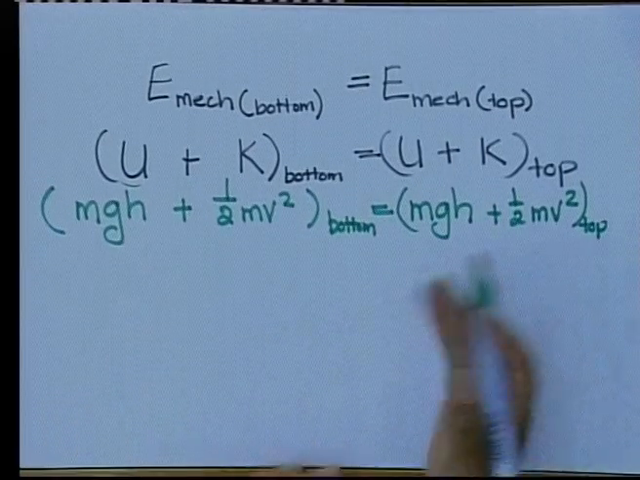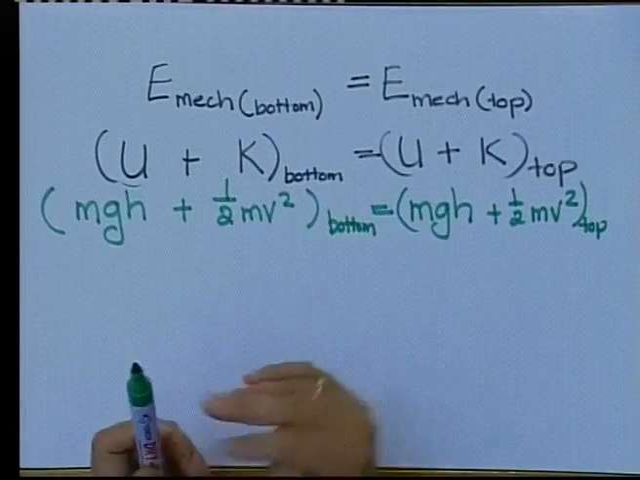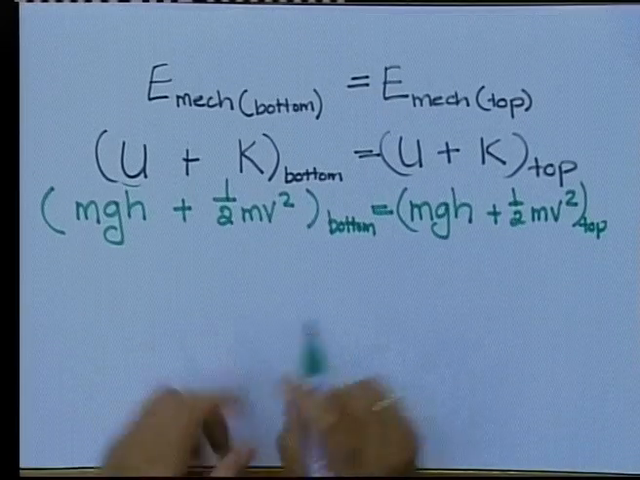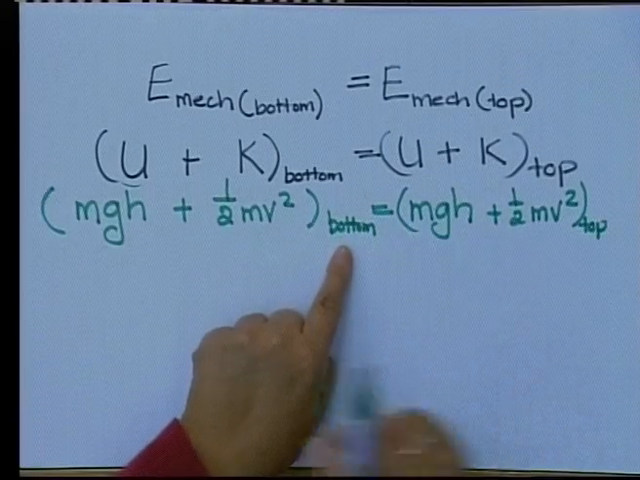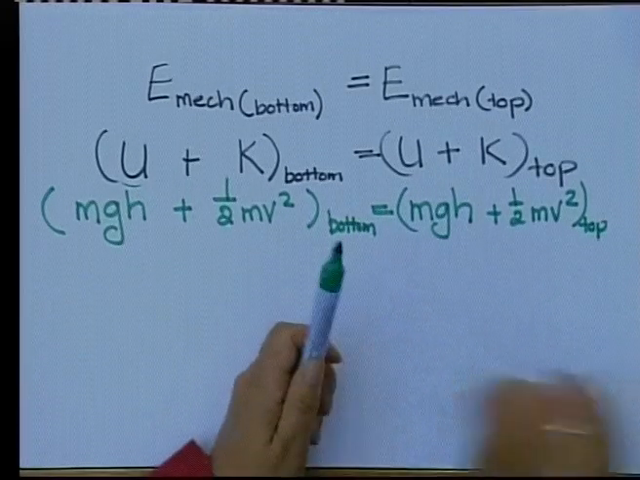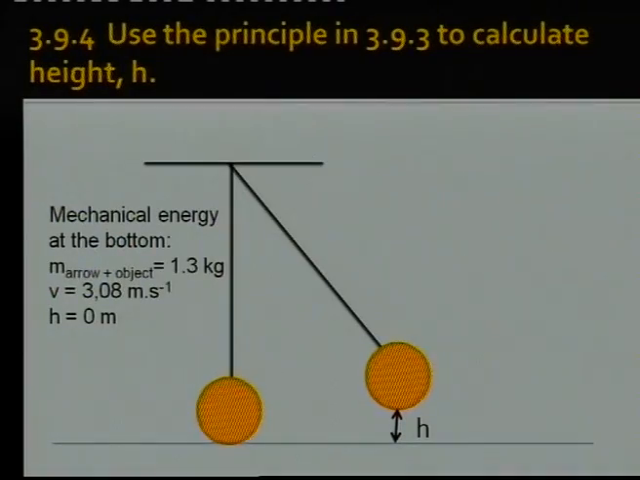Now, when you go back to your initial problem, you now need to just simply substitute. I'm leaving bottom here so that I know that the information I'm going to use is what happens at the bottom. So if you just go back to our slide, what is the information that we have here at the bottom? We've got the mass, we've got the velocity, and we've got the height. So the mass of the object is 1,3. The velocity of the object is 3,08. And the height of the object is 0.